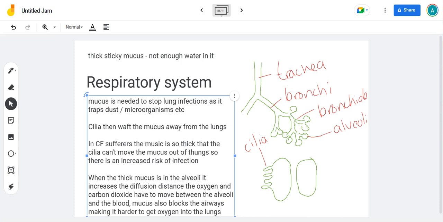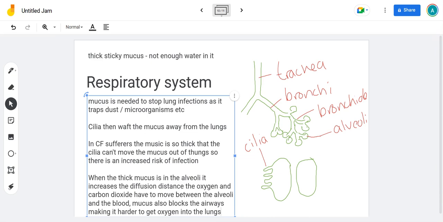So someone with cystic fibrosis is likely to have a wheeze, so you can almost hear a whistling as they're trying to breathe, because the air is trying to squeeze through these really thin tubes because they're blocked with mucus. It's going to be really hard for them to breathe. It's going to be hard to get enough oxygen for the cells to get enough energy, etc.